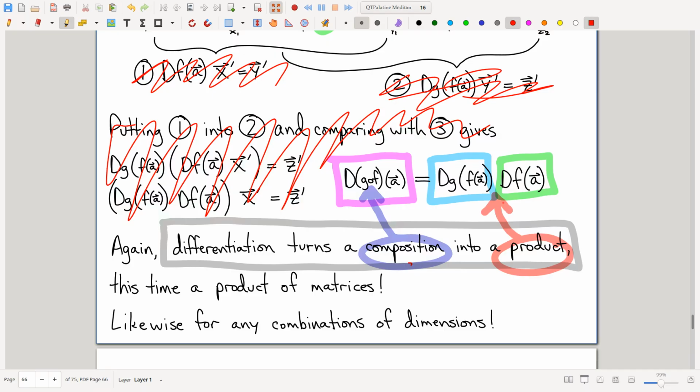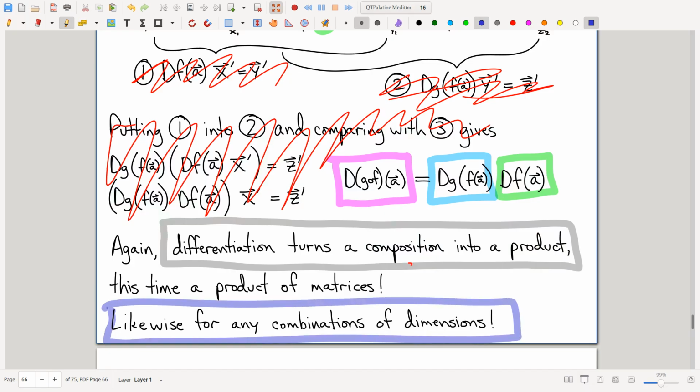Differentiation turns compositions into products. That's the whole story. Okay. All right. Another little detail worth mentioning. It doesn't matter what dimensions you're talking about.